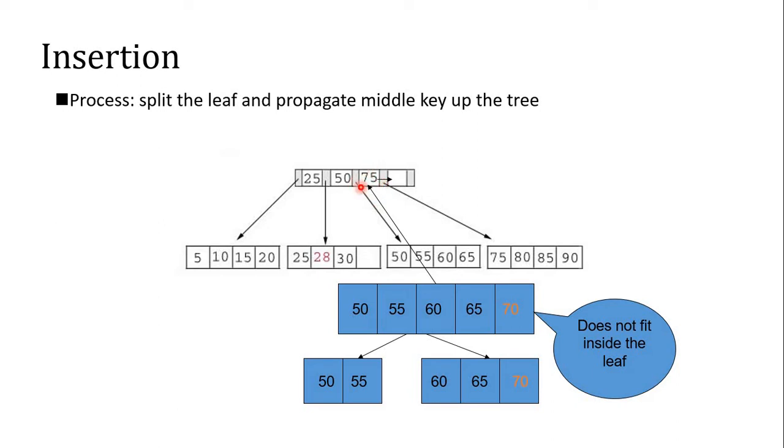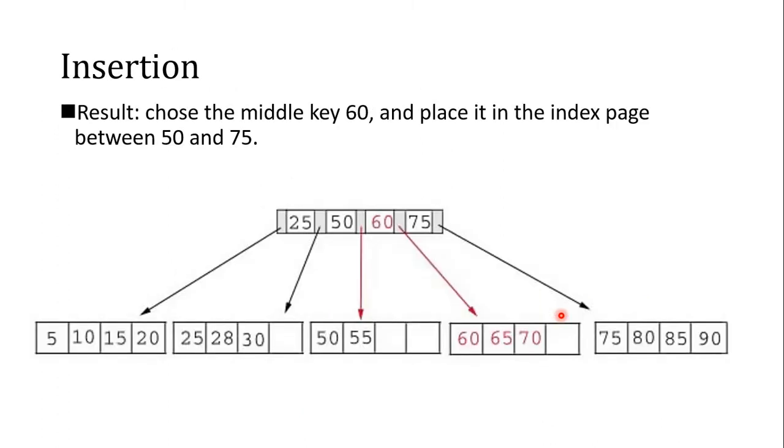So 75 will be shifted in the right space here and 60 will be placed in here. But as 60 is also data, 60 will persist in the data level also. So basically this is what is happening here: 25, 50, 60 and 75. The 25 node, all the data are the same. The 50 node, 28 was inserted previously.